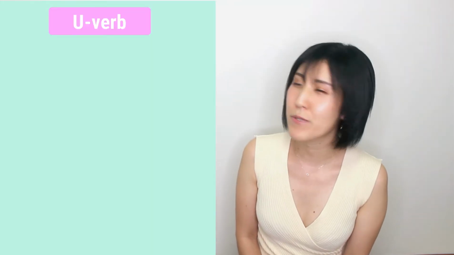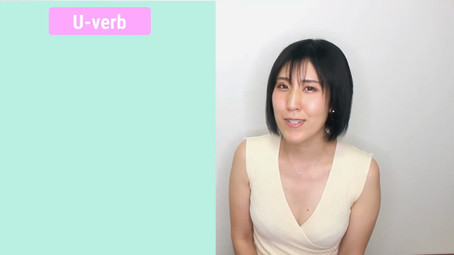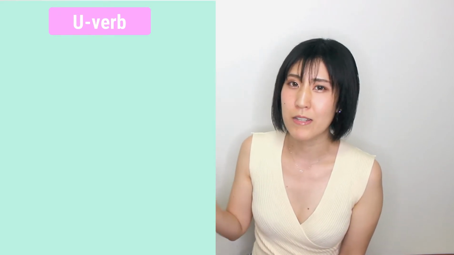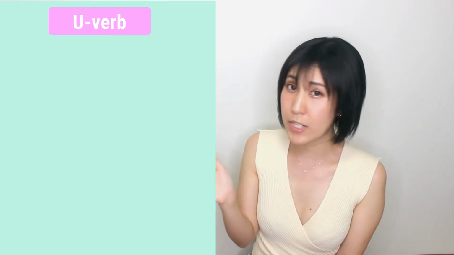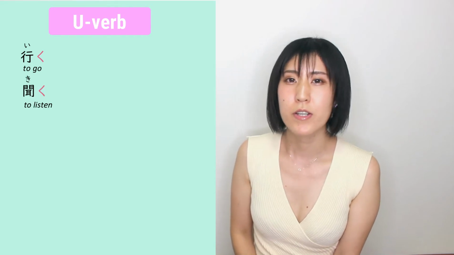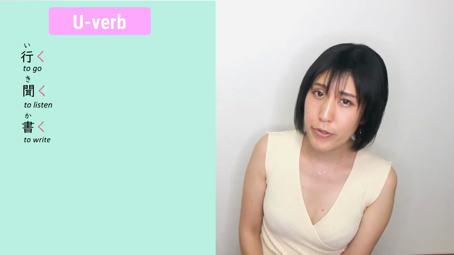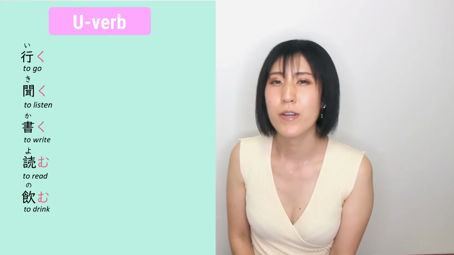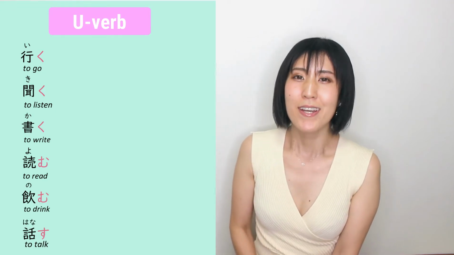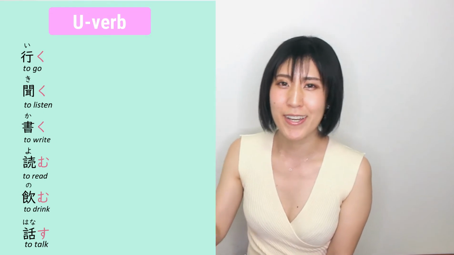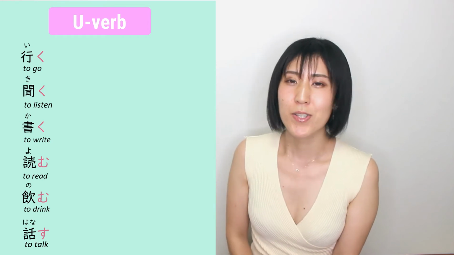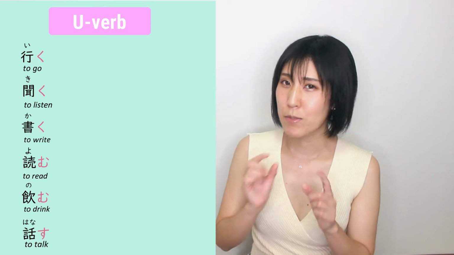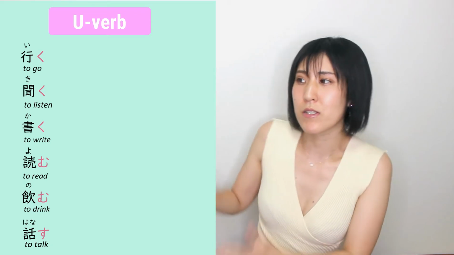The next category is u verbs. Some people just say u verb, but I like to say u verb because the verbs in this category end with a u sound, like 行く, 聞く, 書く, 読む, 飲む, 話す. These are all ending with u sounds, right? 話す、書く、行く, like that. These verbs are a little bit tricky because you need to remember the hiragana chart.